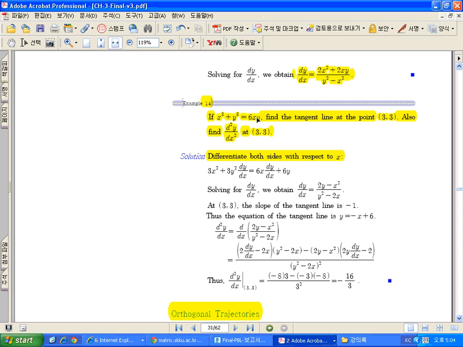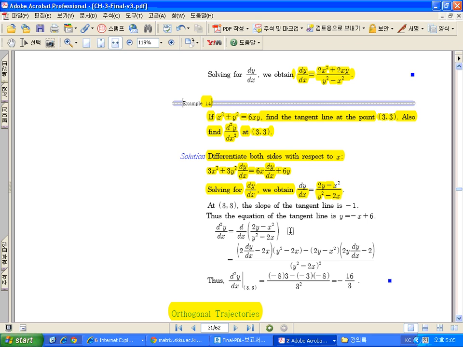Use the product rule on this. So, 6x times dy/dx plus 6y times dx/dx, which is 1. That gives us this. So, we solve those for dy/dx to obtain this. Next step is to find the second derivative of y with respect to x.